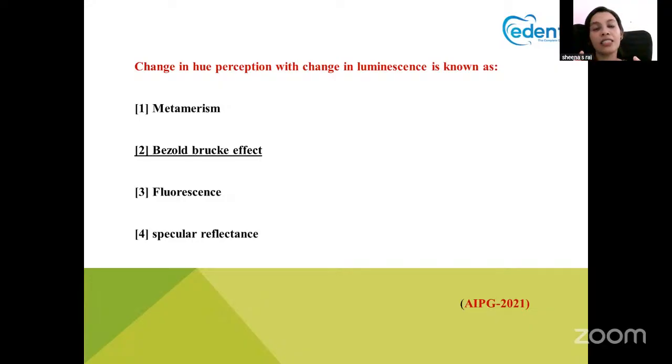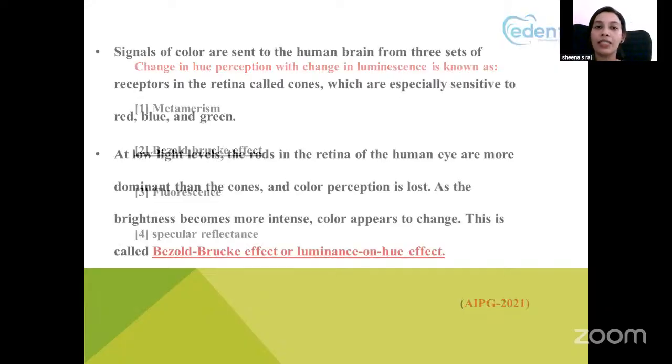So the question is, what happens to the hue perception when there is change in luminance? Luminance in this sense means the light that is used. So when light increases, the brightness also increases. This is called the Bezold-Brucke effect. So please keep in mind this very important term.